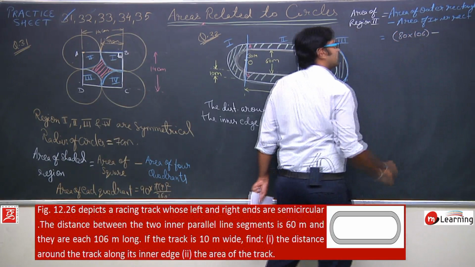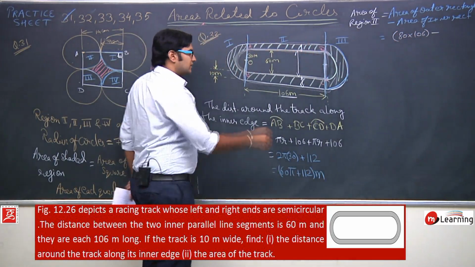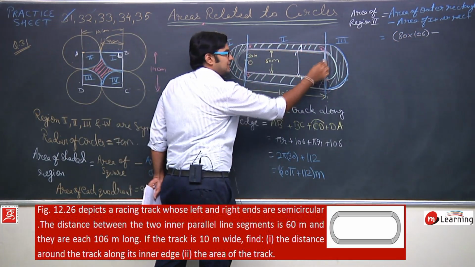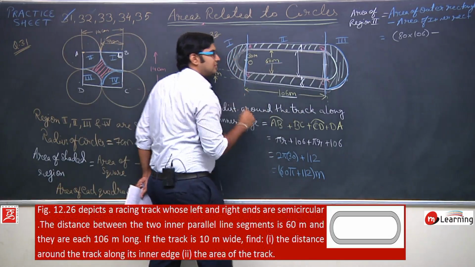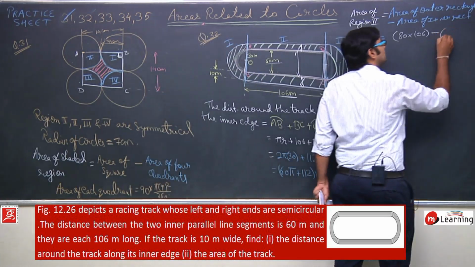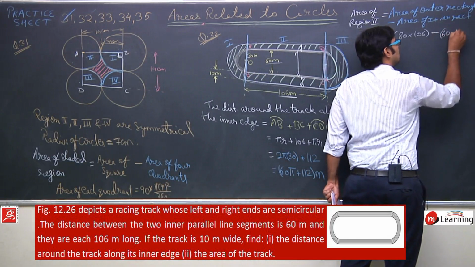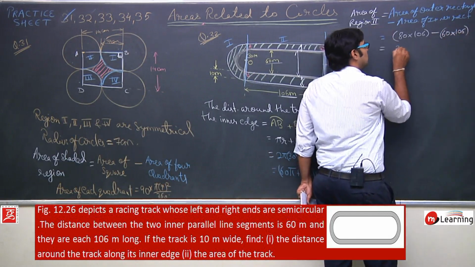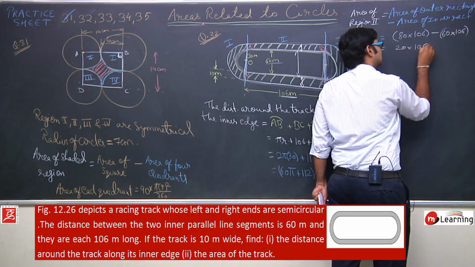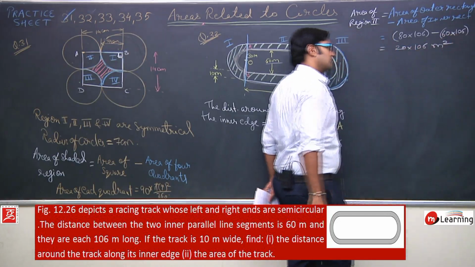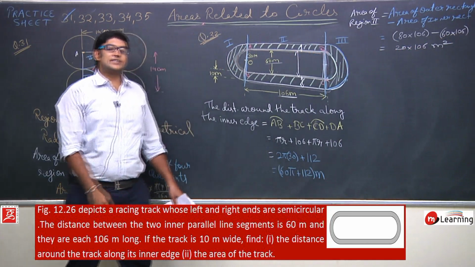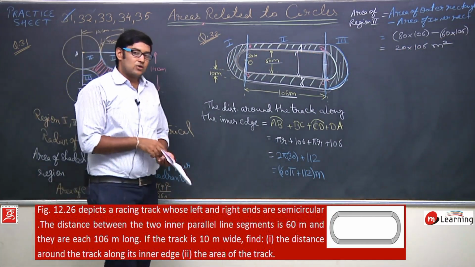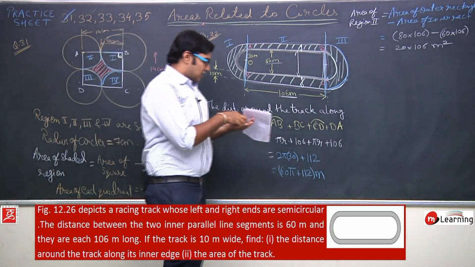Now minus, what is the area of inner rectangle? The length of inner rectangle is 106 and the breadth is equal to 60 meter. So I will subtract 60 into 106. So the area of region 2 will be 20 into 106 meter square. Okay, 20 into 106 meter square. Now let us calculate the area of region 1.